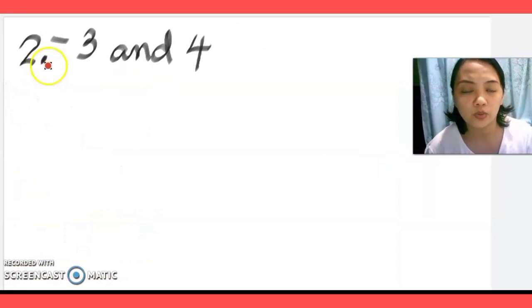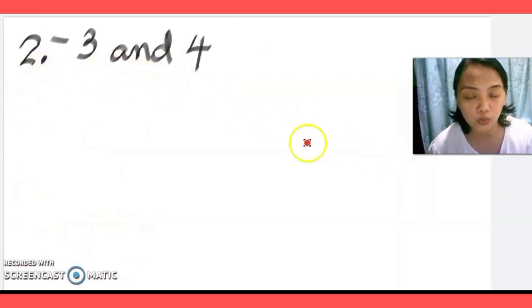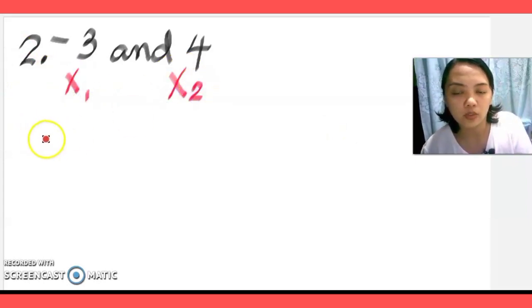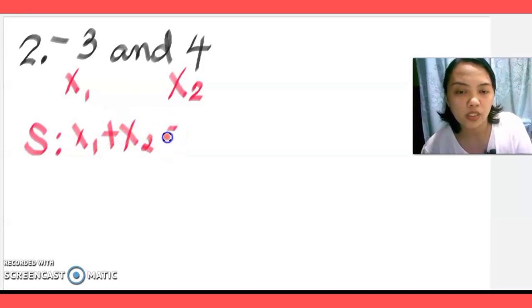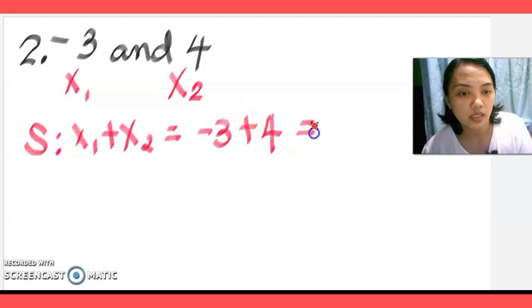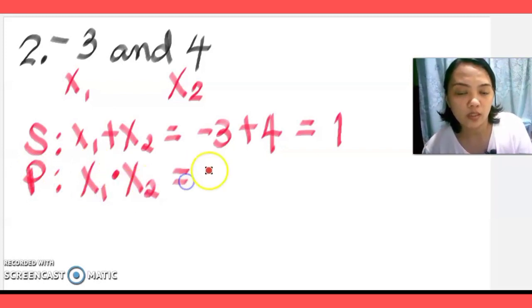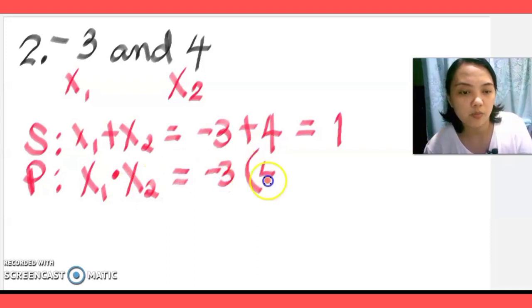Okay, next, number 2. Negative 3 and 4. Ito yung roots. So, yung negative 3 is ating x sub 1, 4 is our x sub 2. If we are going to get the sum, we have x sub 1 plus x sub 2, which is negative 3 plus 4. The answer is 1. Next, product. Product is x sub 1 times x sub 2, so negative 3 times positive 4.